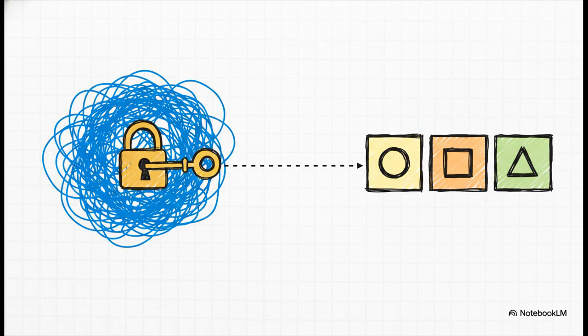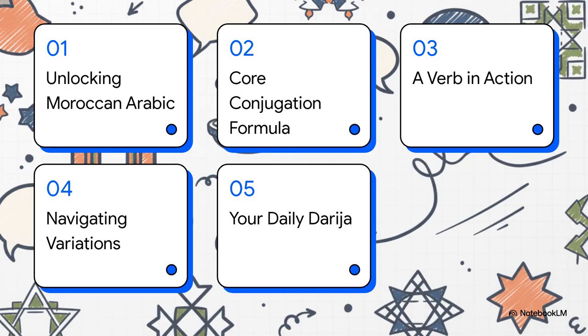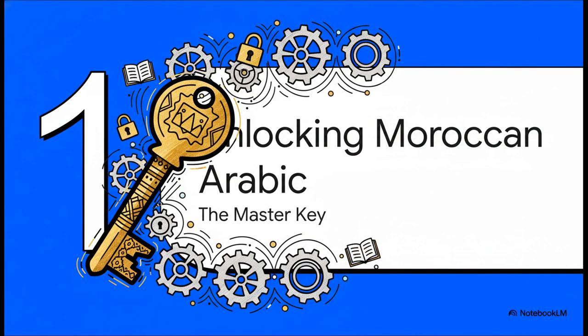Look, I get it. Verb conjugation sounds, well, kind of scary, right? But I promise you, it is so much easier than you think. The real secret here is that it all comes down to one simple, almost elegant formula. And once you see it, you won't be able to unsee it. It's everywhere. So here's our game plan for today. We'll start by unlocking the code. Then we'll look at the core conjugation formula. After that, we'll see a verb in action, navigate some variations, and finally talk about your daily Darija. All right, let's jump right in.